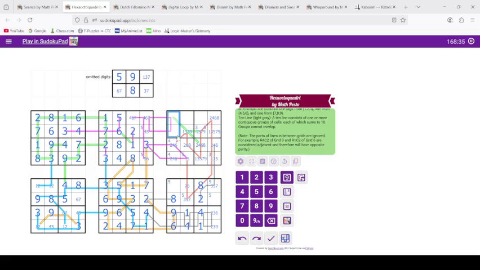Must there always be a 4, 5, 6? No. There could be 5, 6, 7, 8, or 2, 3, 4, 5. You can also have 3, 4, 5, 6, or 4, 5, 6, 7.